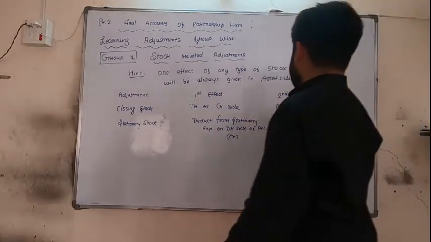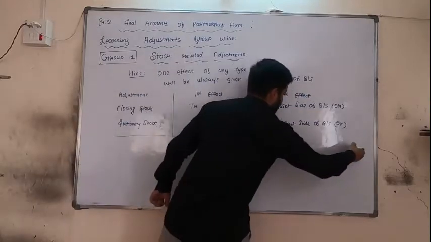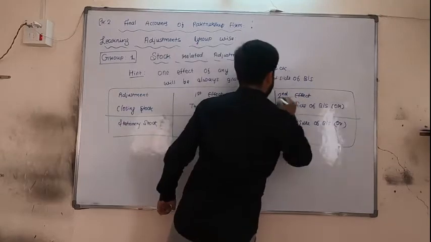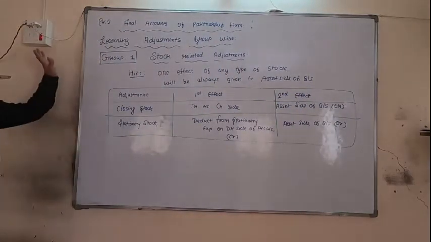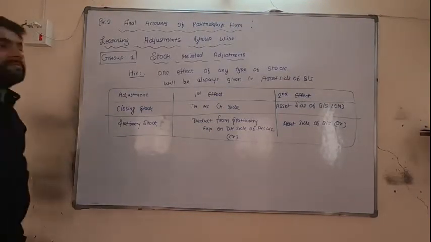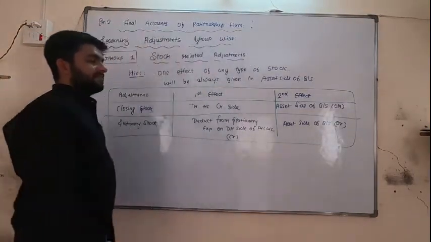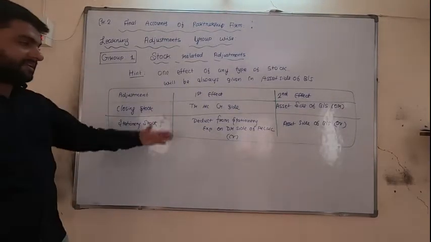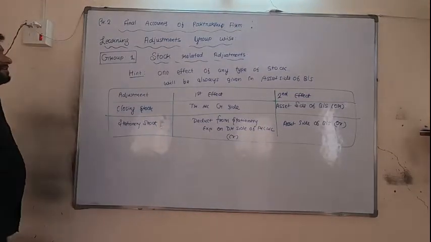Group 1 is over. You may write this thing in such a way. If you are remembering these adjustments in such a way, then I guarantee you will never forget it. So in such a way, the first type is over. You may see group 1, stock related adjustments. What hint should be remembered if you want to pass in the exam: any type of stock will be shown on the asset side of the balance sheet. Now the second effect is to be remembered according to the adjustment: closing stock, trading account credit side; and stationary stock, deduct from stationary expense on the debit side of the P&L account.